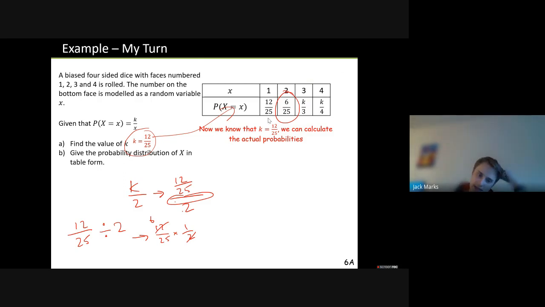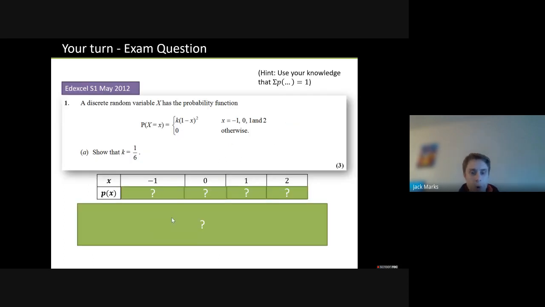So this does happen sometimes when you're doing A-level maths. This is just how I would handle it. So pause and have a go at the question on the screen. Remember, this here means sum. I don't think you've seen this symbol yet. This sigma symbol means sum. So it means if you add up all the probabilities, you will get 1. So use that along with the function that's been defined here to show that K equals 1 over 6. Pause the video, have a go.